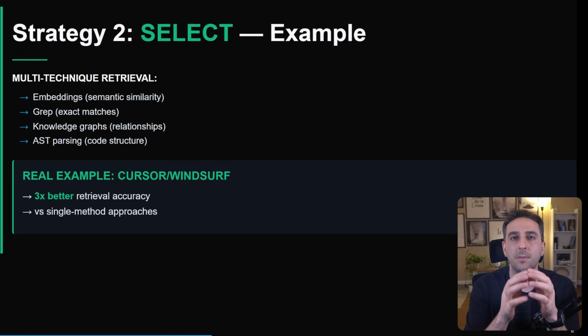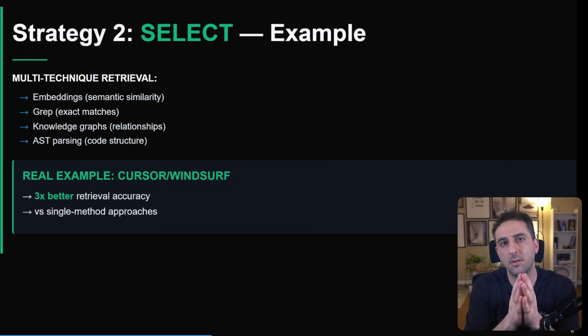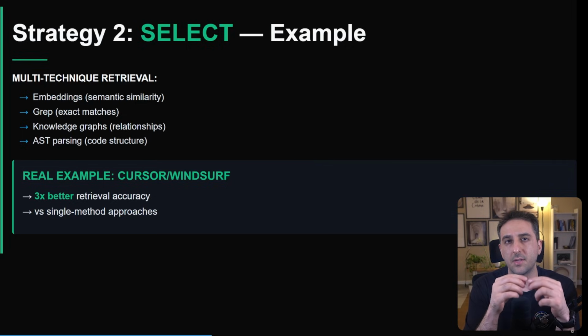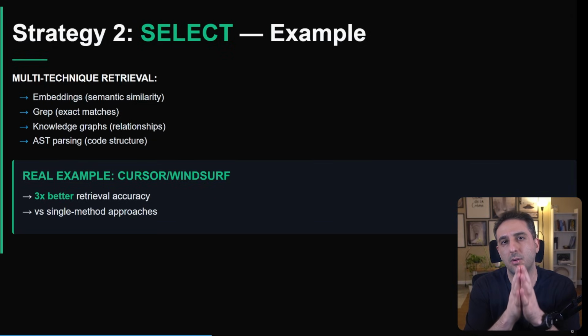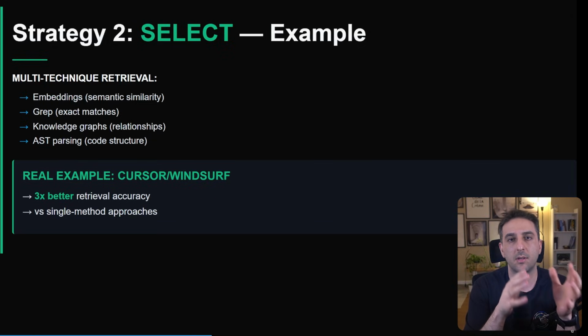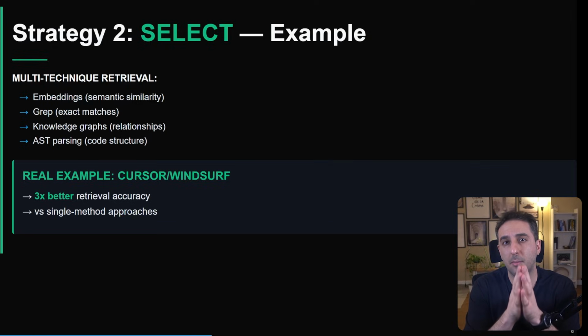They use multiple retrieval techniques in parallel. Embedding-based semantic search for finding similar code, grep for exact string matches, knowledge graphs for understanding relationships between files, and AST parsing to understand code structure. And here's the interesting part. This multi-technique approach gets 3 times better retrieval accuracy compared to using just one method, which is not a small improvement. The key insight is that different types of queries need different retrieval techniques.